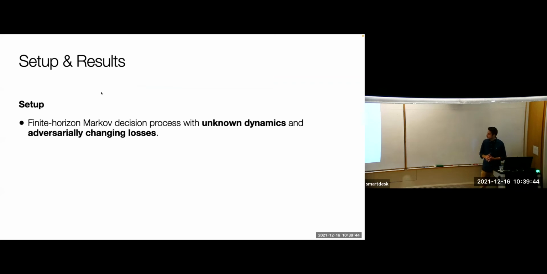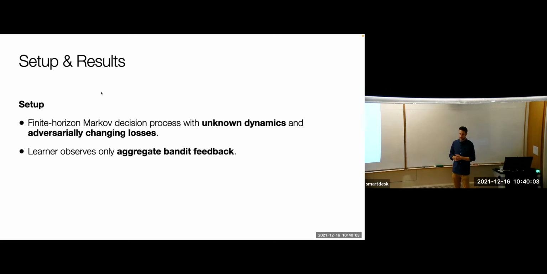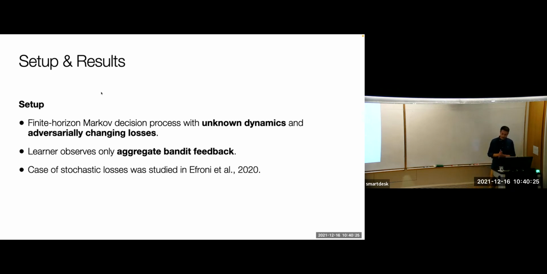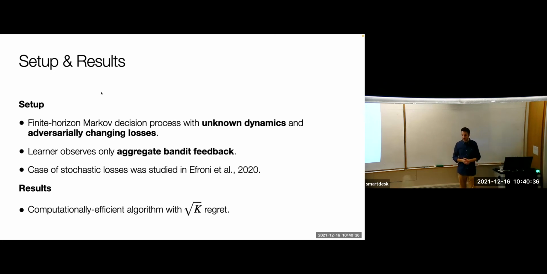So in this work, we study online Markov decision processes with unknown dynamics. So the way that I'm moving from one state to another is fixed and unknown, and the losses are changed by an adversary. The learner observes aggregate bandit feedback. What this means is that once the episode ends, the only feedback that the learner gets is the sum of the losses along the trajectory on the MDP. She doesn't get to see anything else, specifically not the individual losses along the states and actions she observes on the trajectory. This is an extension from the case of stochastic losses to adversarial losses. And our result is a computationally efficient algorithm that attains an optimal root K regret.